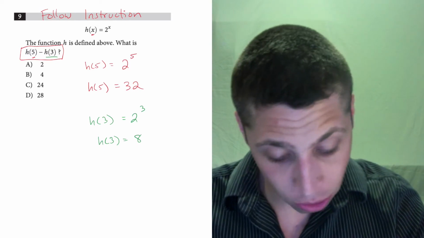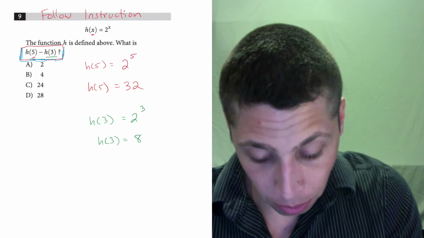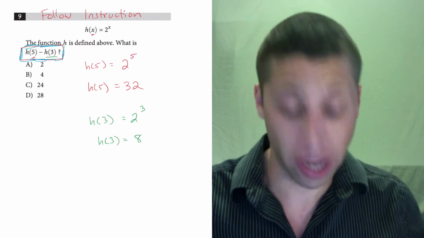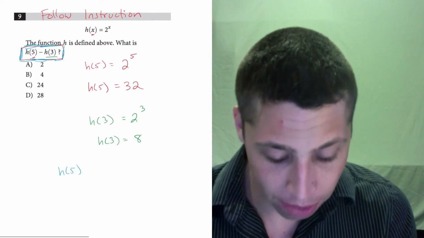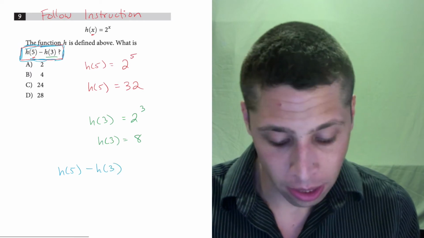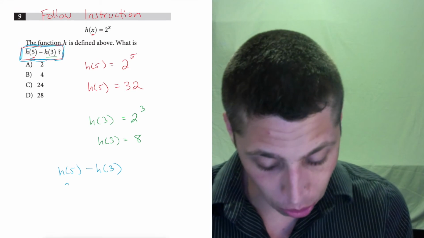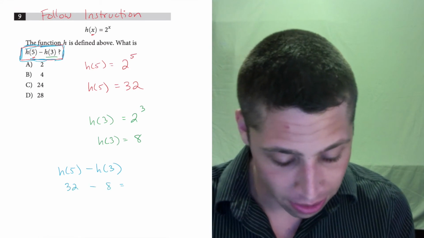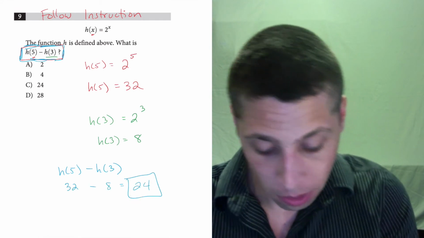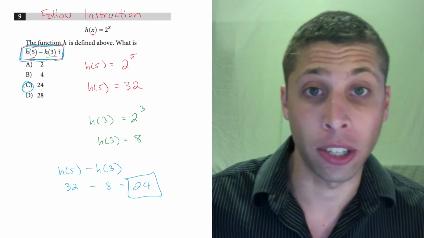And then the final instruction, the one that really we don't want to mess up here, is we subtract. So h of 5 minus h of 3, we're just replacing the values that we found for each of those things and doing the subtraction. So 32 minus 8 is 24. So choice C is our answer here.